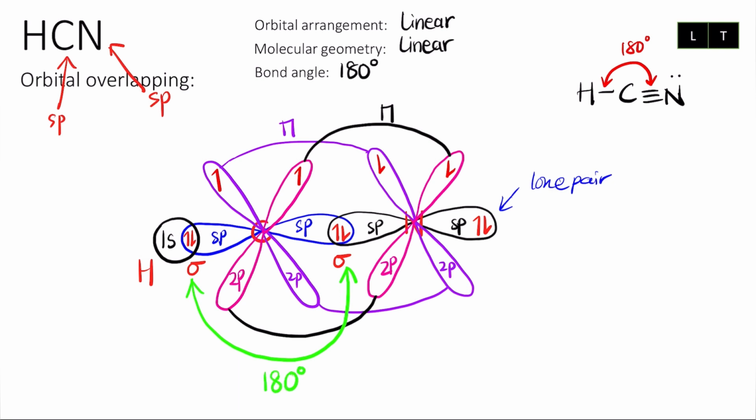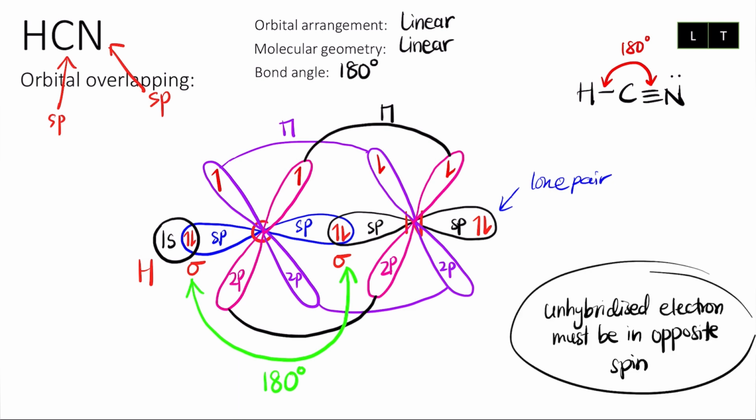So, satu tip yang saya kena emphasize dekat sini. Unhybridized electron must be in opposite spin. Apa maksudnya? Kalau lihat dekat sini, unhybridized electron adalah di mana dia buat bonding untuk dapatkan pi bond. So, maknanya kalau nampak kat sini, yang warna pink ni mesti opposite. Okay? Kiri kanan ni. Sama juga warna purple ni, unhybridized electron here, dia mesti opposite spin. Okay, that's why kita dapat dua pi bond here.